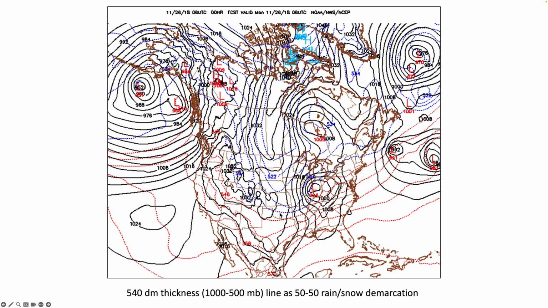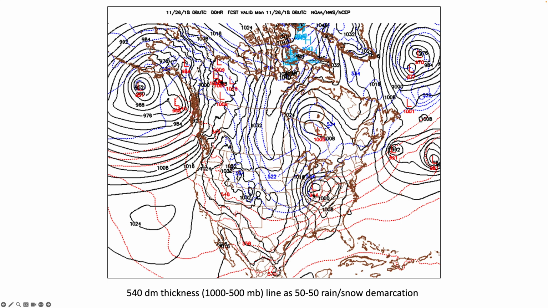Now what you'll see, and you're going to do this in your exercise, when you calculate the average temperature of the 1,000 to 500 millibar thickness layer, you're going to find that it's actually well below 32 degrees Fahrenheit or 0 degrees Celsius. That is because if we're talking about just the boundary between rain and snow, temperatures at the surface are going to be pretty close to 0 degrees Celsius. But that means that temperatures above the surface are probably going to fall well below 0 degrees Celsius. And so 540 decimeters is a basic boundary between rain and snow that meteorologists use.